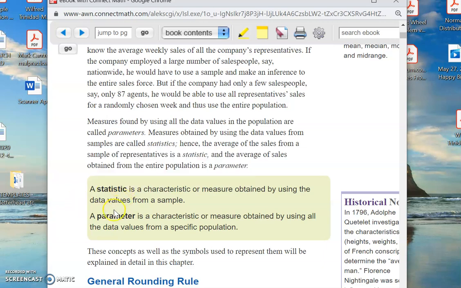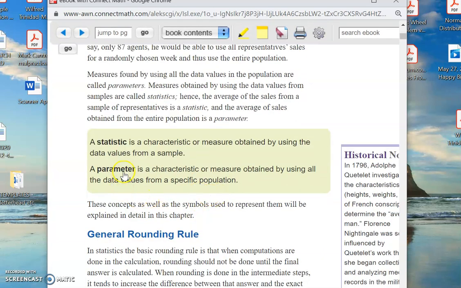So here's the point I'm trying to make. When we talk about a sample, we're talking about a statistic. A statistic is a characteristic or a measure obtained by using the data values from a sample. So you draw a random sample of 500 students from the tens of thousands of students, and you talk about, let's say, for example, the average of those students, or whatever it is. Like, let's say you want to know what their age is. Let's just take age as an example. So you want to know what the age is. Well, that's a statistic because it's a measure or a characteristic that you obtain, and you're using data values or data points from a sample.